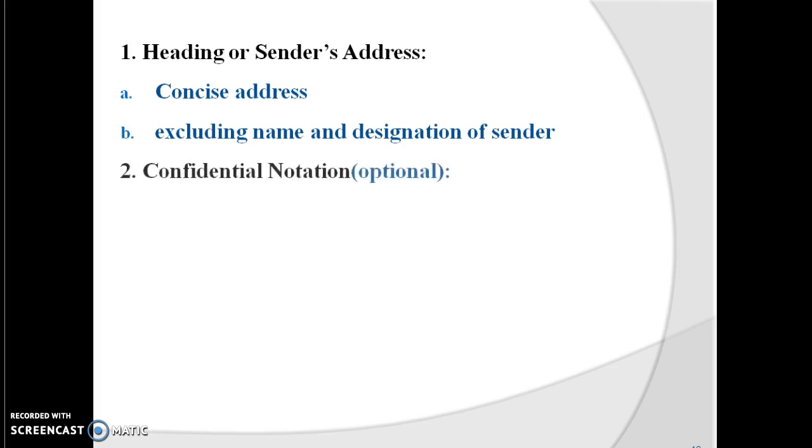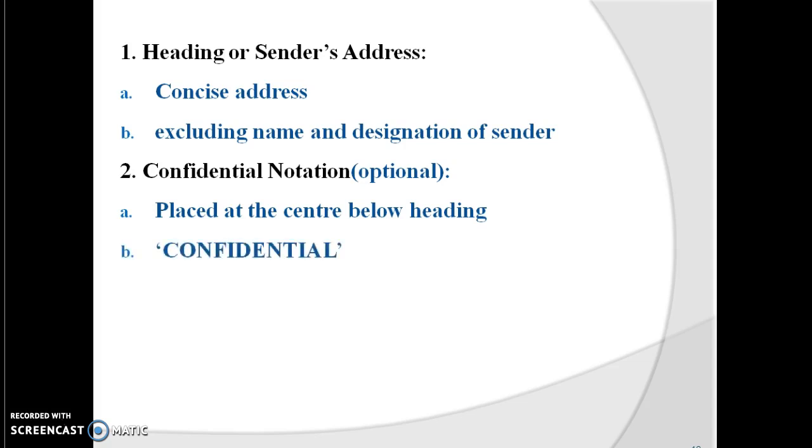The second element is confidential notation. This is optional. It's only written when you're sharing some confidential information in the letter. And this confidential notation is placed below the heading at the center. Next, it is written in capital letters, just like as shown here.